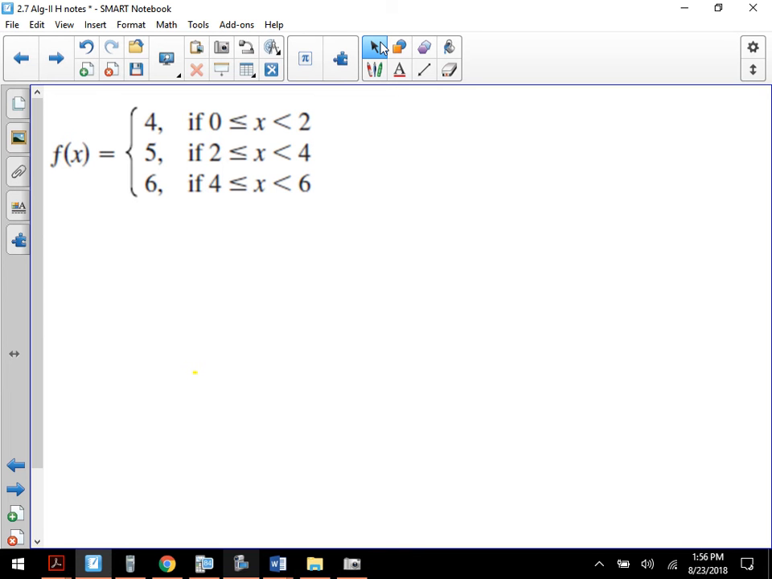So f of x is either 4, 5, or 6, and it's restricted: if it's 4, it's between 0 and 2, including 0, excluding 2. Sorry, I got ahead of you. I'll let you guys write that out first.